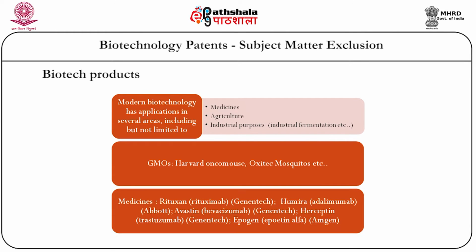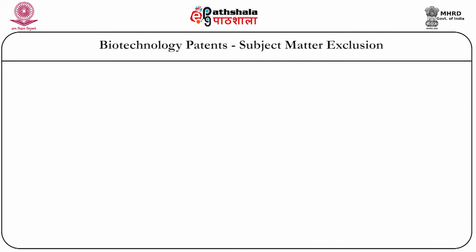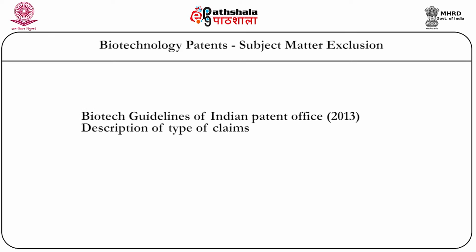In case of medicines, you have classic examples like Rituxan, which is produced by Genentech, Humira, which is produced by Abbott, Avastin, which is produced by Genentech again, Herceptin or trastuzumab as it is popularly called, which is a breast cancer drug produced by Genentech, and Epogen produced by Amgen. And there are a host of other products that have been invented in the last few years which are based on biotechnology. So what are the type of claims that are usually made to the Patent Office?